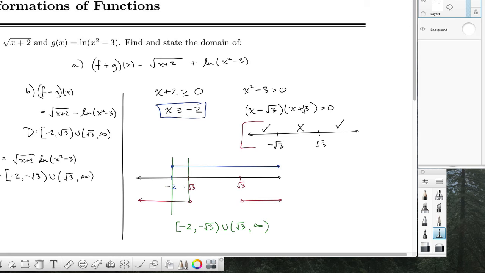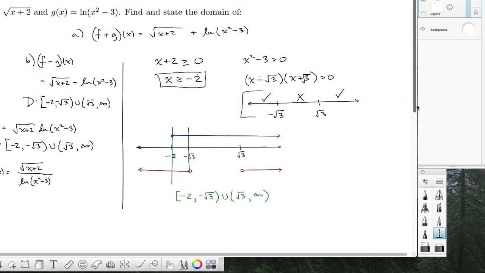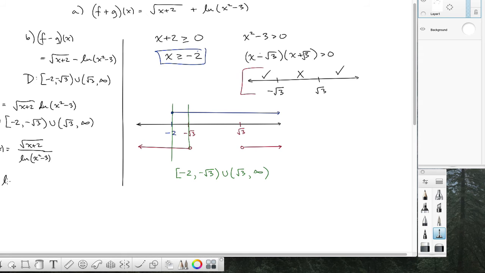For d, we have f over g. Well, that's the square root of x plus 2 over the natural log of x squared minus 3. All of a sudden we have a new rule. A new rule has been introduced. We're not allowed to divide by 0. So the natural log of x squared minus 3, we're not allowed to let that equal 0. Raising e to both sides, we get that x squared minus 3 cannot equal 1. Adding 3, we get x squared cannot equal 4. Thus, x cannot equal plus or minus 2.